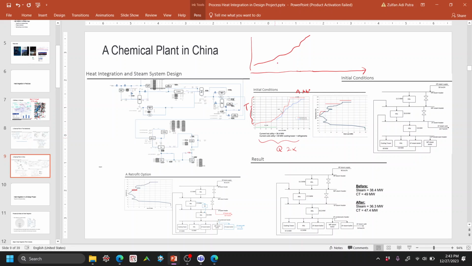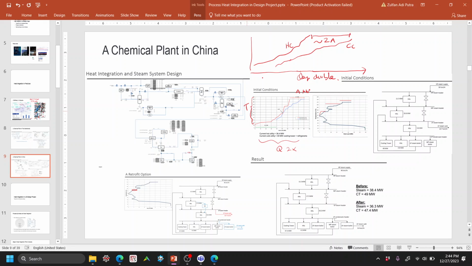So, assuming that you are now seeing a blue color, this is the hot composite curve, and this is the cold composite curve, and this number will be roughly 2A. Yeah, if we double the capacity, it doubles. So we don't want that, obviously. We were thinking at the time how to reduce this 2A to something much less than 2A, right? So that's why we did this heat integration project at that time.